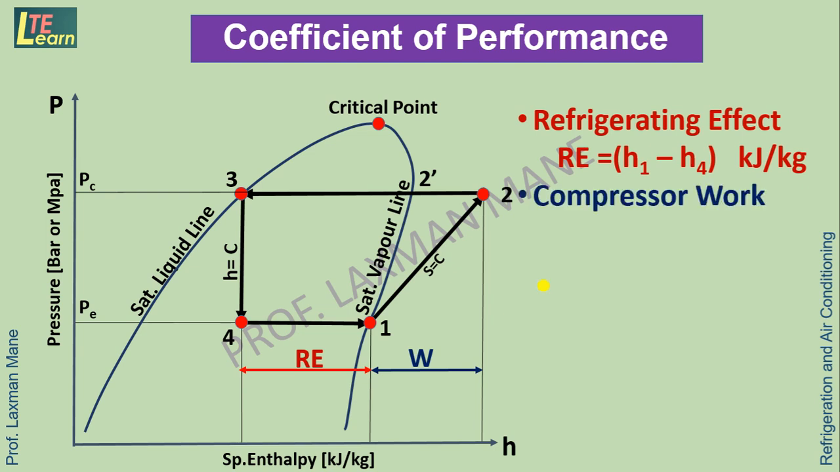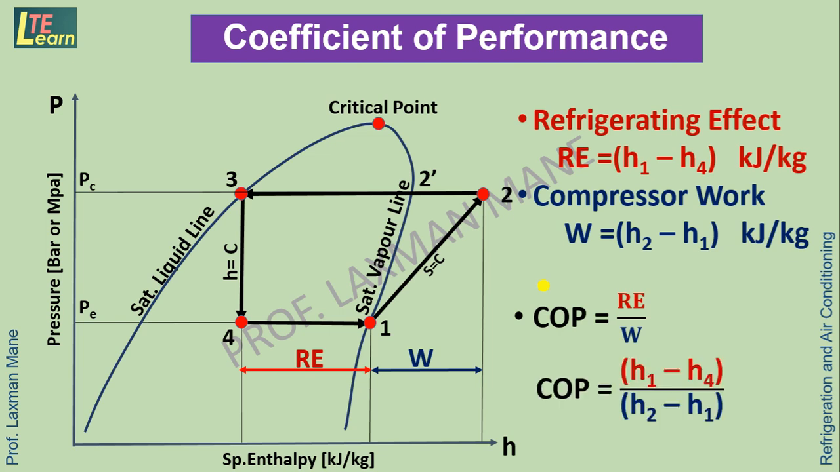Compressor work is the work consumption during process 1-2. So work is equal to the enthalpy difference H2 minus H1 in kilojoule per kg. COP is the ratio of refrigerating effect to compressor work. In the form of enthalpy, it is H1 minus H4 divided by H2 minus H1.